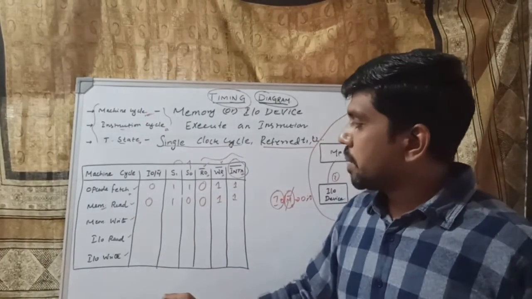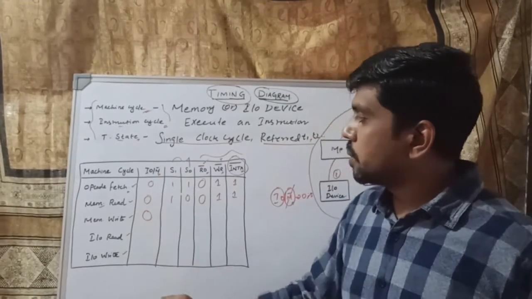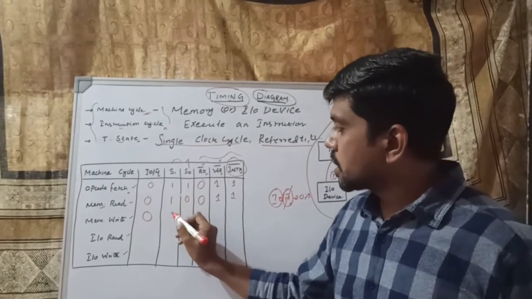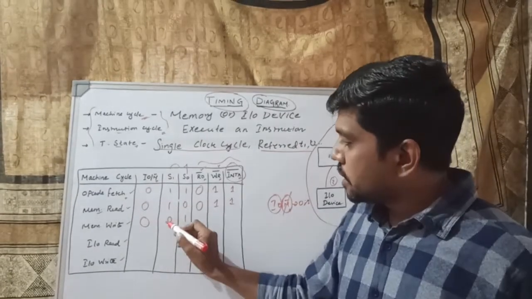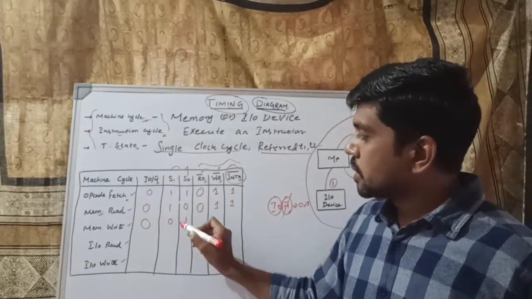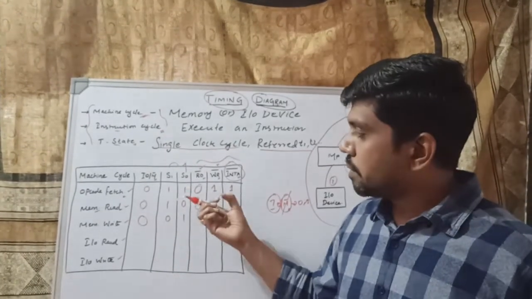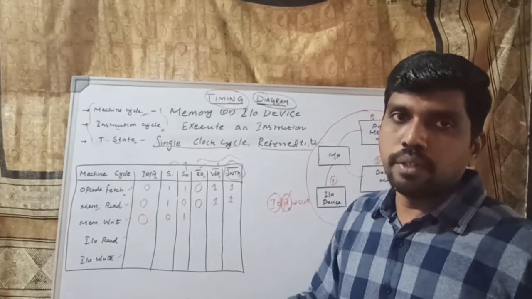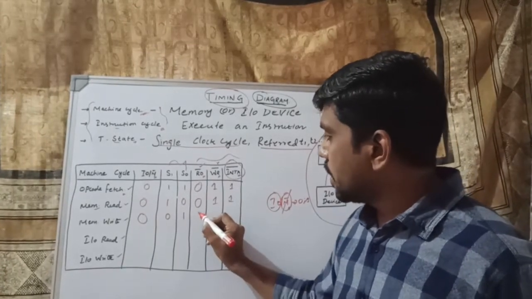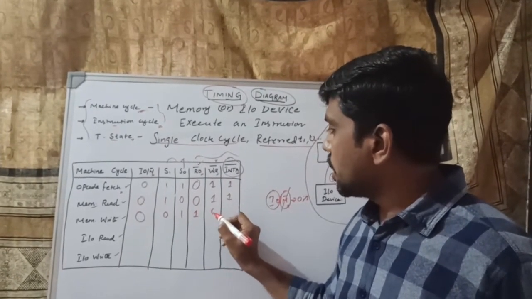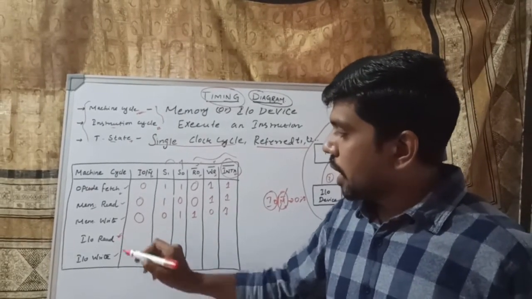The third one, memory write. Here also you are choosing the memory unit, so IO/M bar is 0. The status is S1 value 0, S0 value 1, which represents the write function. We write data to memory: whatever content is present in the microprocessor is passed to the memory unit and written into it. Here read is disabled, write is enabled, and interrupt is disabled.